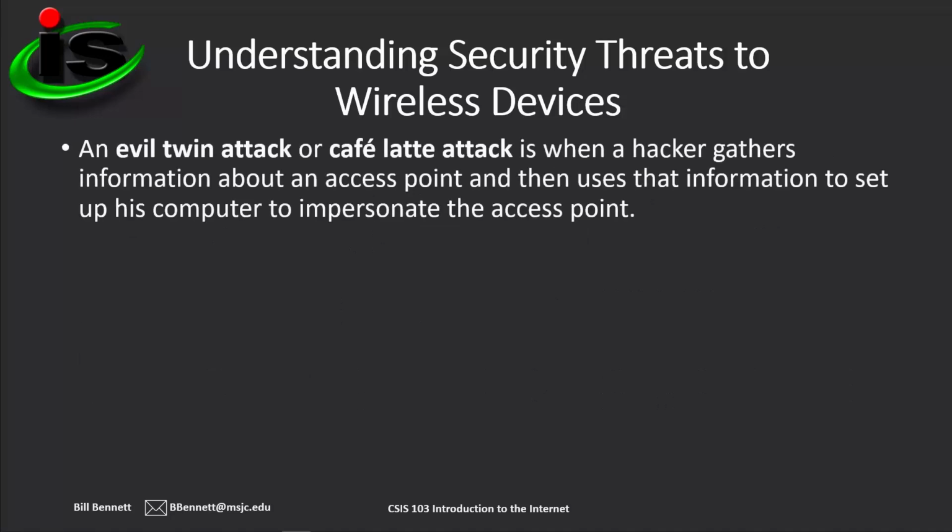In an evil twin attack, also called a cafe latte attack because the attack often occurs in coffee houses, a hacker gathers information about an access point and then uses that information to set up a device using the real access point signal. This creates a spoofed access point. To other customers, it looks like the hacker is also a customer using the network. As customers use their devices to detect and connect to the network, they're unaware that they're actually connecting to the hacker's computer.